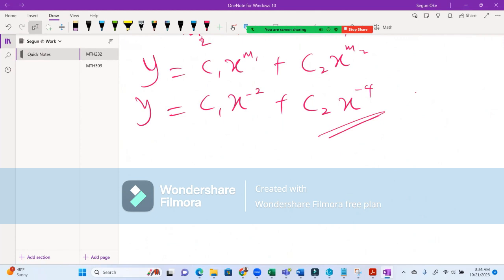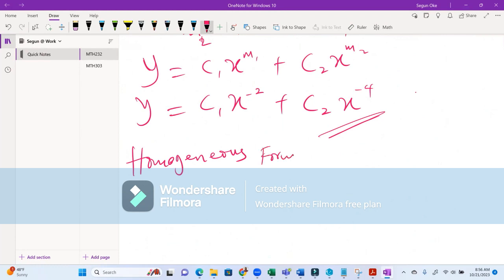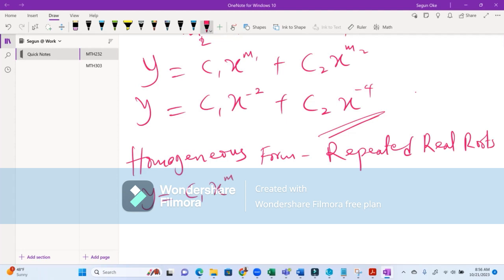Now, let's look at the repeated real root. When you have a repeated real root, how do I know? It is a homogeneous form. The solution for the repeated real root is y equals C1 e raised to power mx plus C2 e raised to power mx ln x. Note this equation.